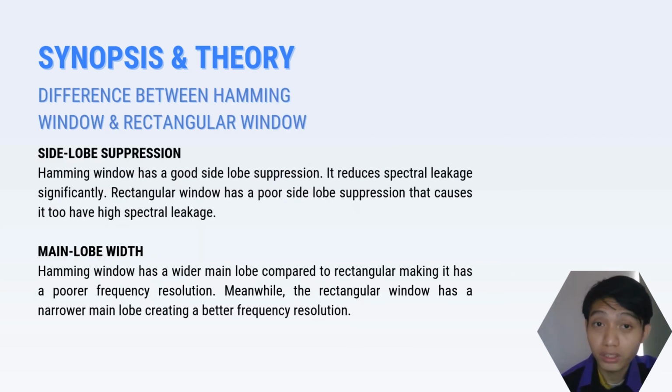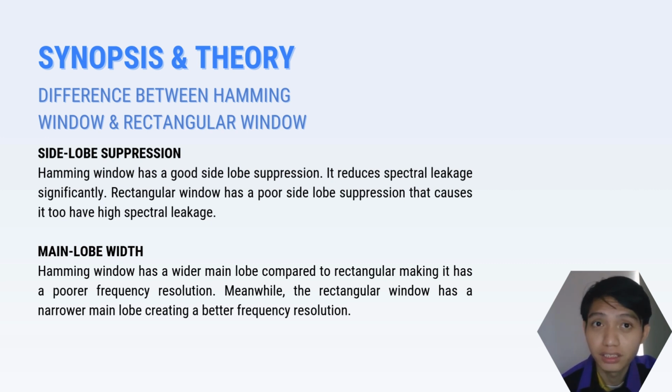Now, we are talking about the differences. There are 4 kind of differences that we can suspect. The first one is the side lobe suppression. Hamming window has a good side lobe suppression. It reduces spectral leakage significantly. Rectangular window has a poor side lobe suppression that causes it to have high spectral leakage.